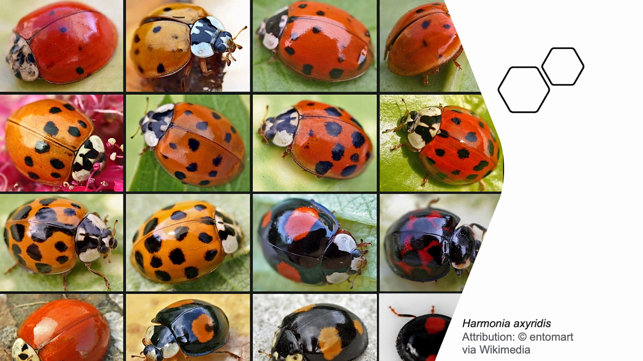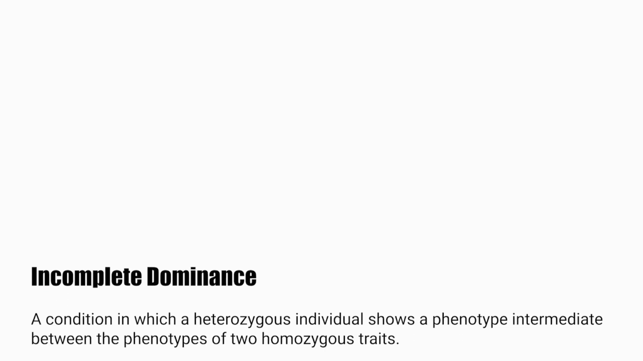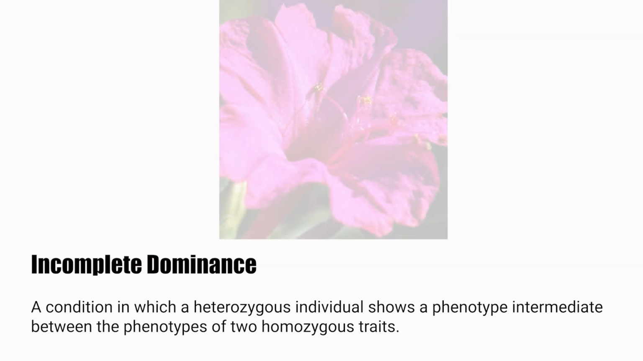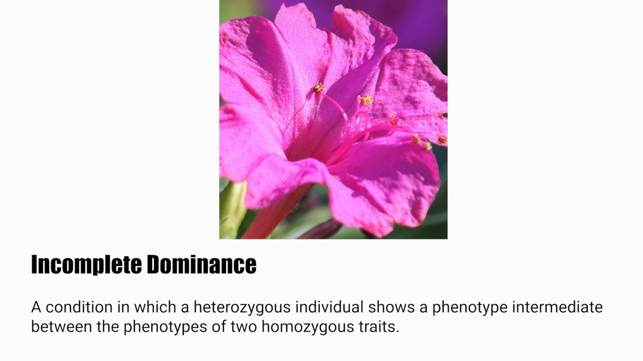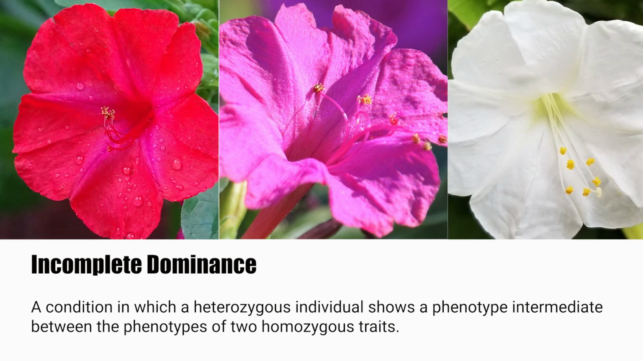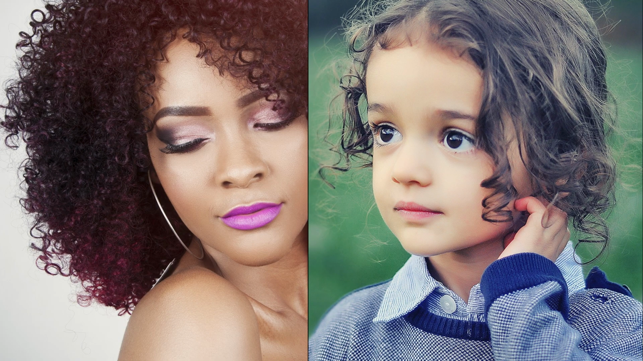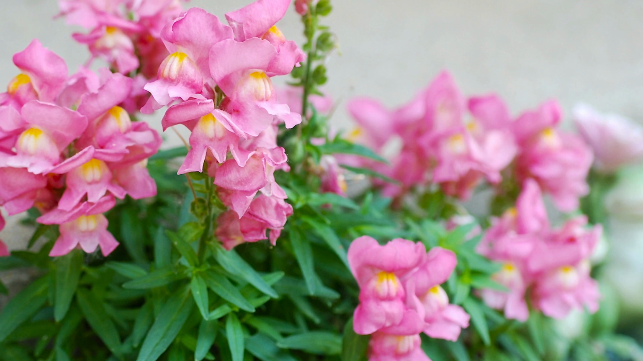Incomplete dominance is a condition in which a heterozygous individual shows a phenotype intermediate between the phenotypes of two homozygous traits. In general, students may gain the basic idea of incomplete dominance quickly based on some conspicuous intermediate traits, such as semi-curly hair or pink flowers.